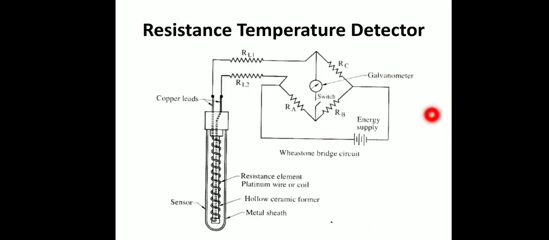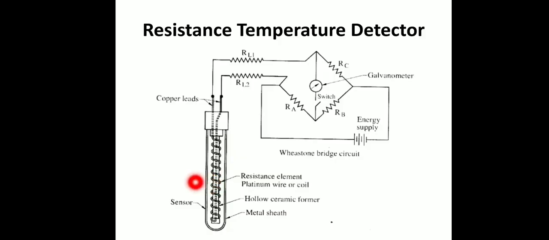Here you can see this is the temperature sensor or RTD, which is connected with a wheatstone bridge to supply the energy. There are two copper leads at the end of RTD, and this inside material will be resistance element. Normally platinum will be used as resistance element for a RTD. Also there will be a silica cross inside the RTD for supporting this platinum wire, and this outside part will be immersed in a temperature measuring system.